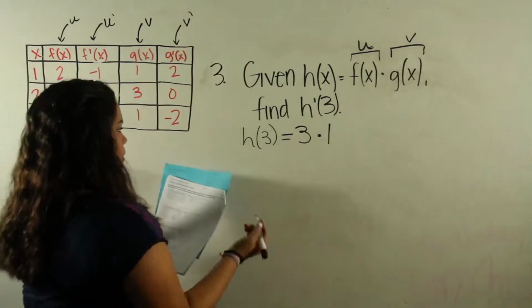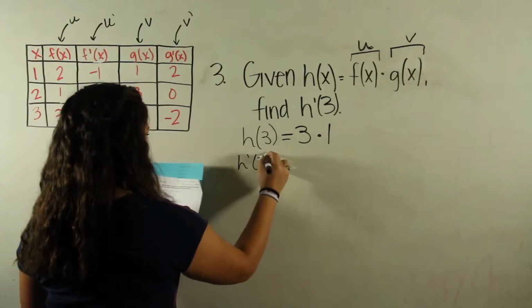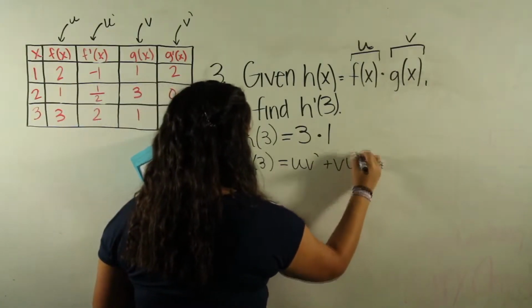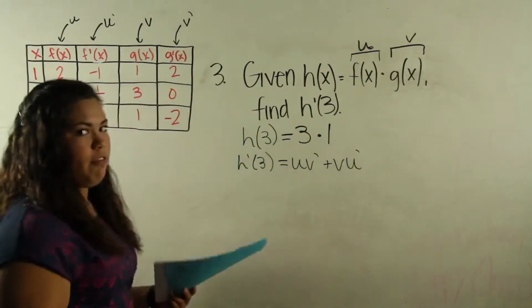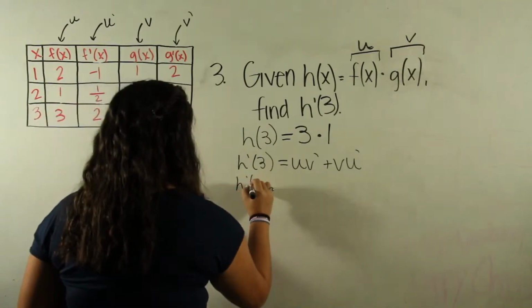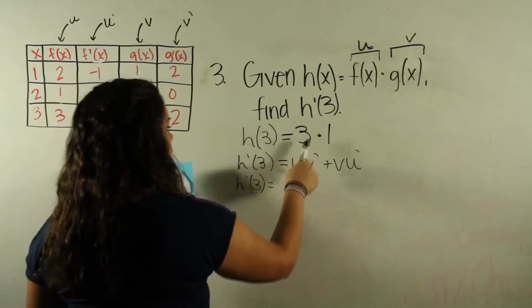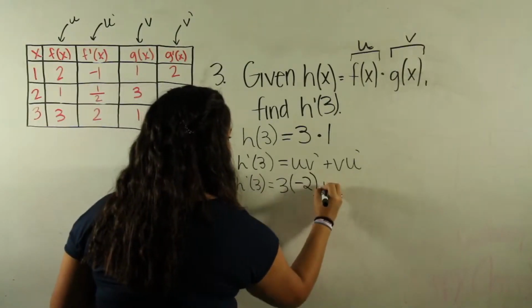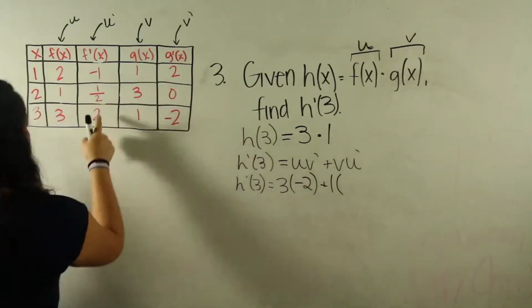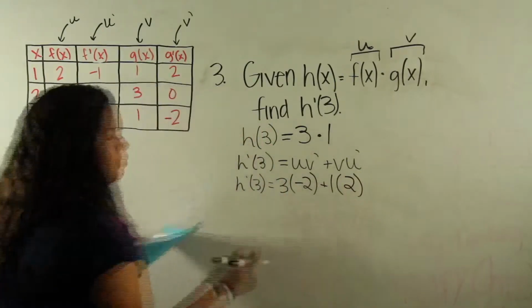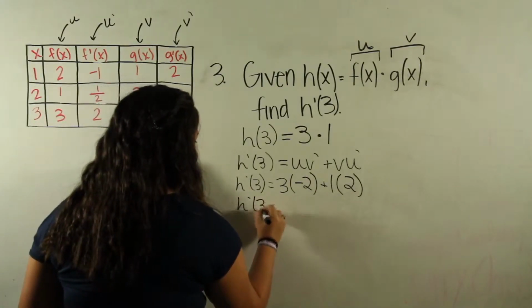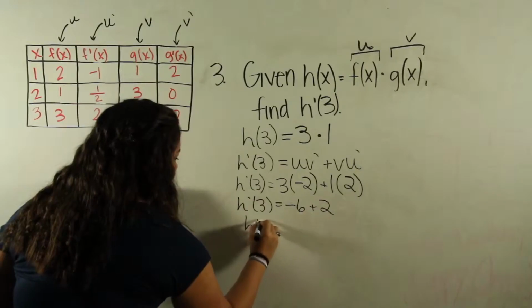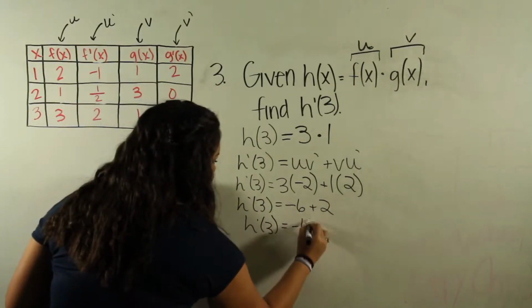Okay, so our product rule tells us that h prime of 3, this is our formula, is u times v prime plus v times u prime. Okay, so now we're just going to fill in our formula. H prime of 3 equals 3 times v prime, which is negative 2, plus v, and u prime, which is 2. So from here, it's just basic math, and h prime of 3 equals negative 6 plus 2. And then now we know that h prime of 3 equals negative 4.